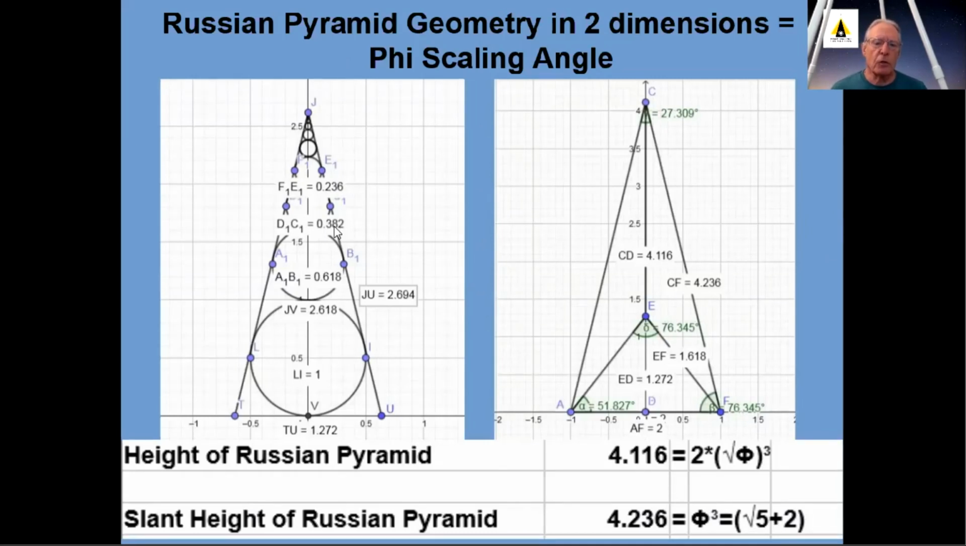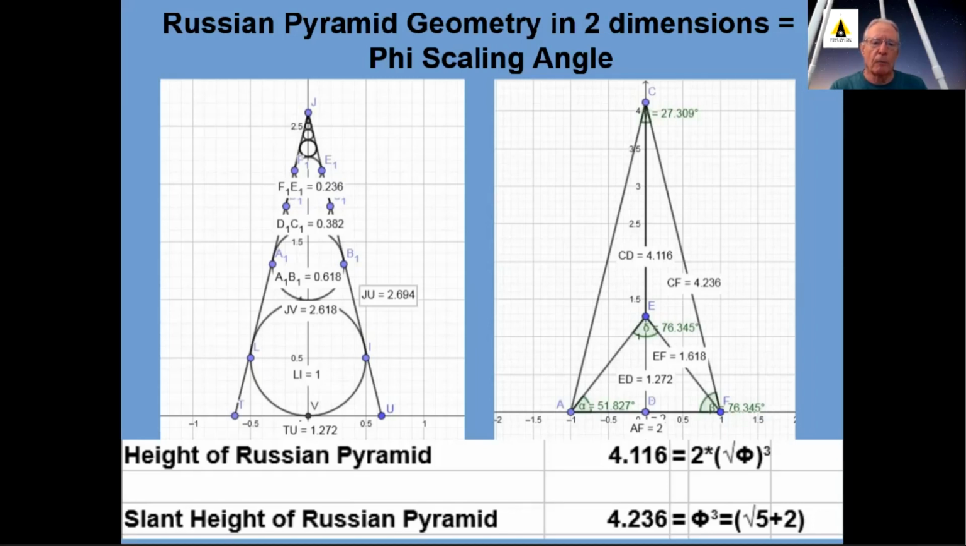And so just to review, we've got on the left diagram here 4 circles, many more than that actually, but the first 4 are marked in terms of their diameter. The first one is a diameter of 1. We divide that by phi, or 1.618, to come up with the diameter of the next one, 0.618, which we again divide by phi to come up with the next diameter of 0.382, 0.236, and so forth. So that's really what I did to develop the geometry of the Russian pyramid and figure out exactly what it was.